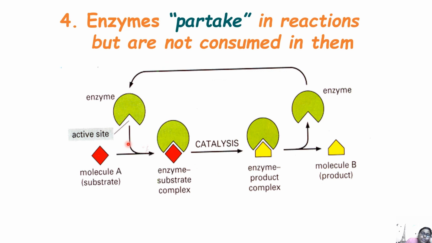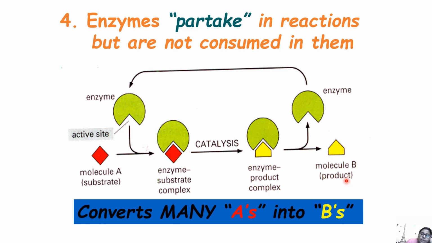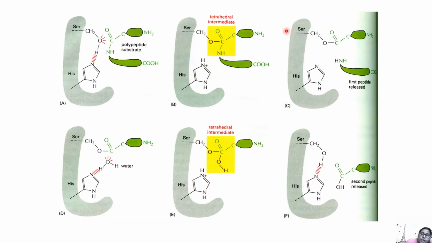So enzymes partake in reactions but are not consumed in them, as I said already. So we have an enzyme, the substrate will act at the active site, there will be an enzyme-substrate complex, an enzyme-product complex, and the enzyme will ultimately release the product. If you look at the mechanism of action of many enzymes such as chymotrypsin and trypsin, you can see how the mechanism of action takes place and which particular amino acids in the active site are responsible for that.